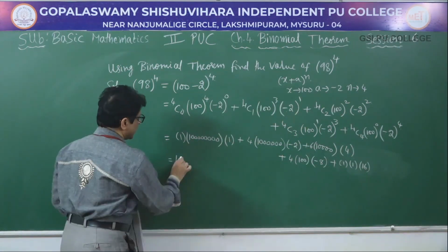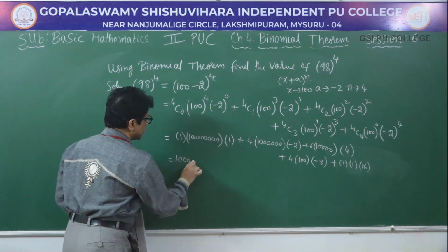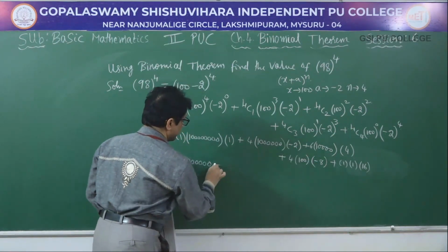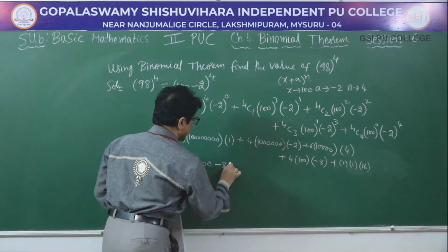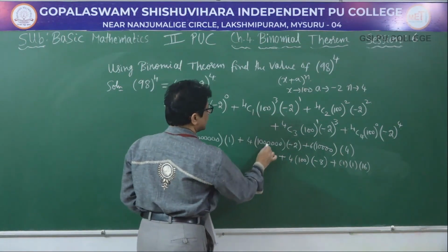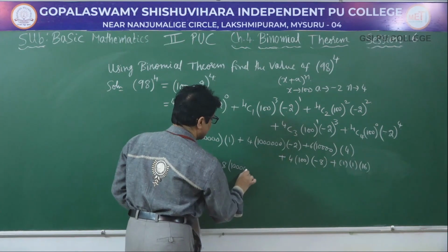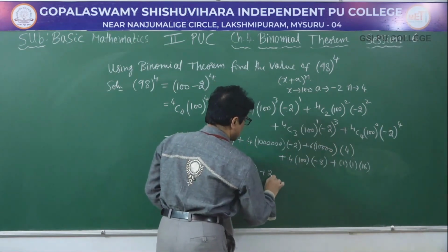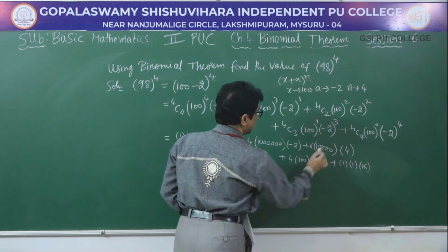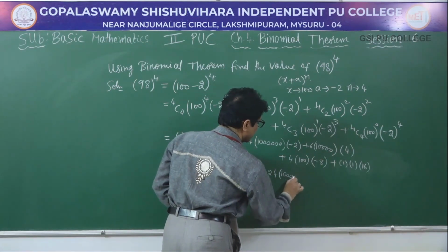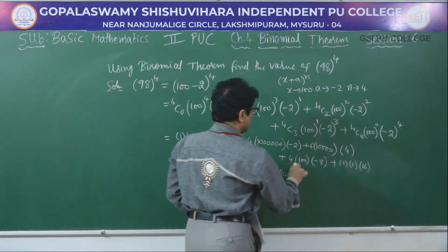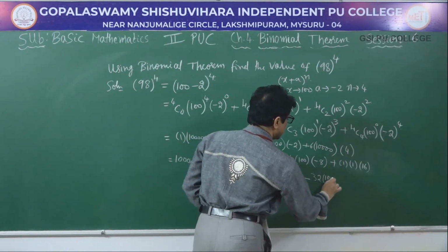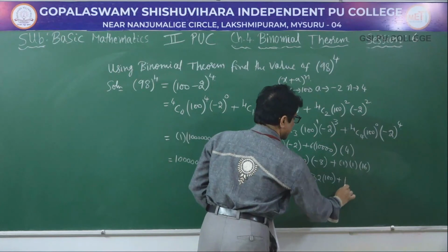So that will be equal to 1 followed by 8 zeros, plus into minus, minus 4 2s are 8 into 1 followed by 6 zeros, plus 6 into 4, 24 into 1 followed by 4 zeros, plus into minus, minus 4 into 8, 32 into 100 plus 16.